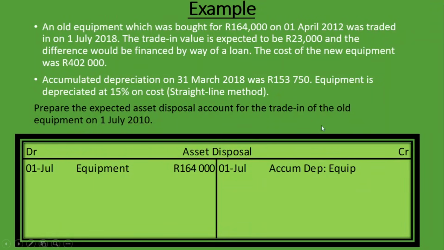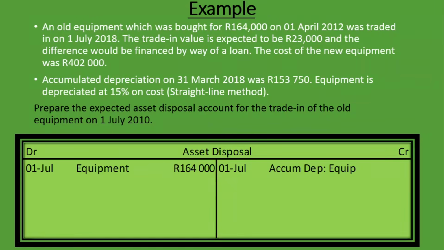And we are told that equipment is depreciated at 15% on cost. And by on cost, we mean the straight line method. And if you do not understand the difference between the depreciation methods or how to calculate them, we have a lesson specifically on that. So you can click on the link on the top right of the screen or in the description below. But the straight line method, we need to calculate that depreciation. So what is the depreciation?